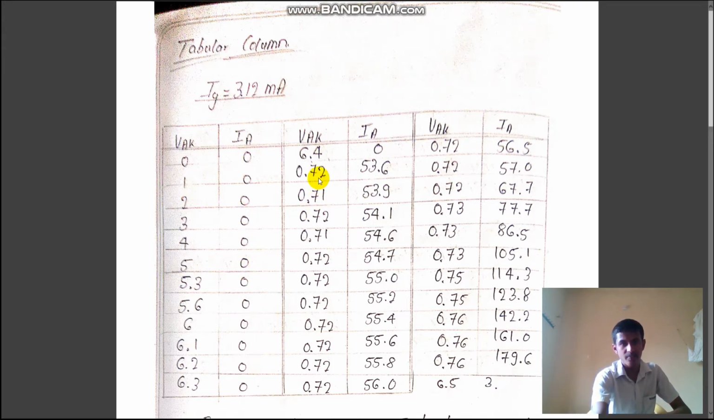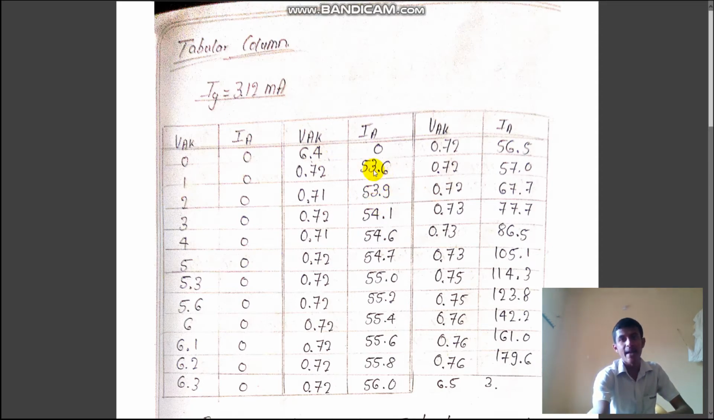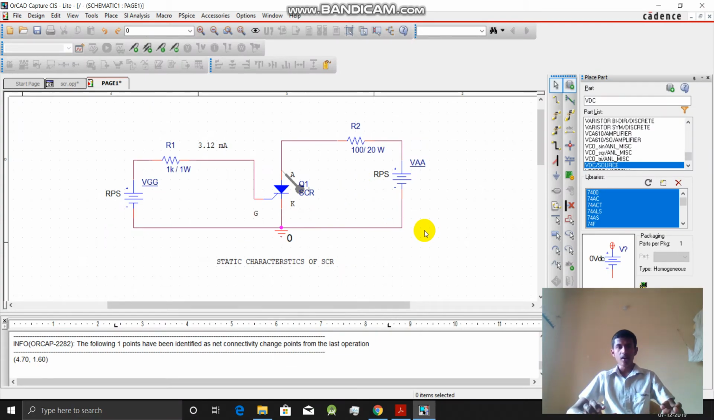Then at certain voltage, let's say here 6.4 volt, I am getting 0. After, when I increase a small voltage also, suddenly there is a huge drop in the voltage and the current increases to 53.6 milliamps. That means at that time, when we get the huge increase in the current and drop in the voltage, this SCR switches from its forward blocking state to the on state.